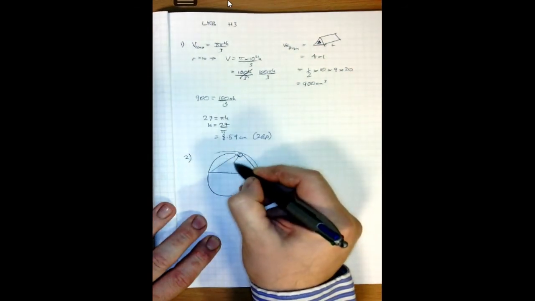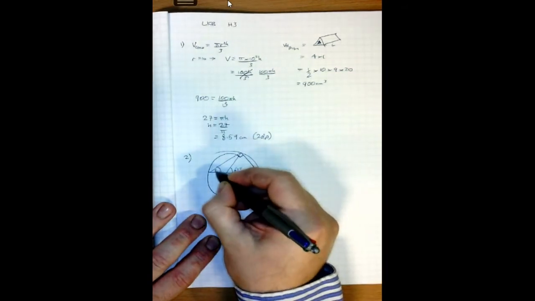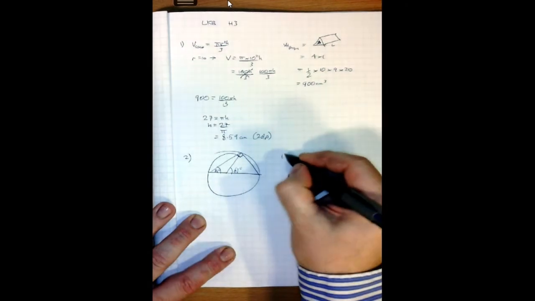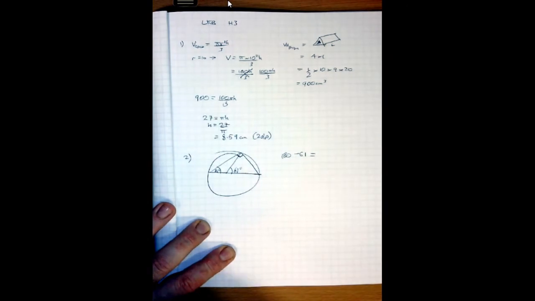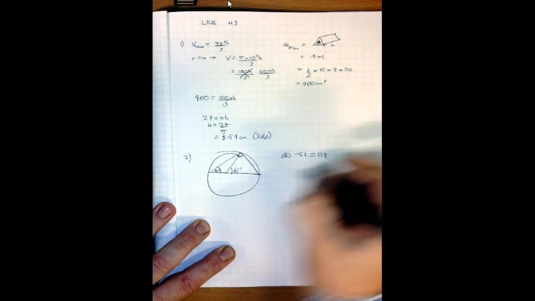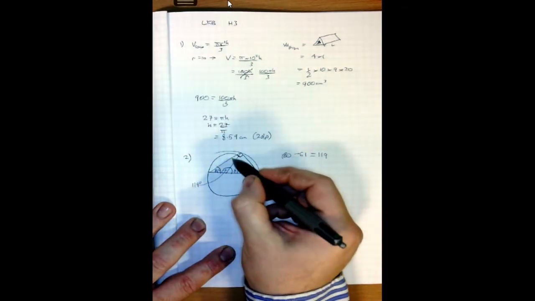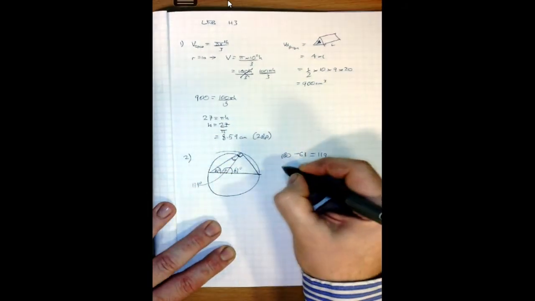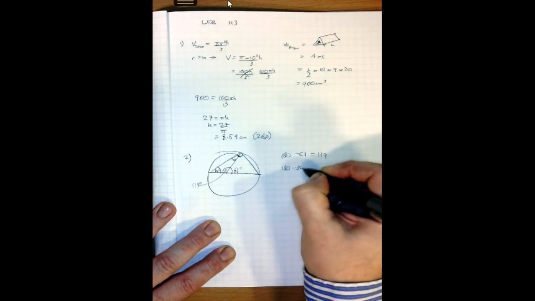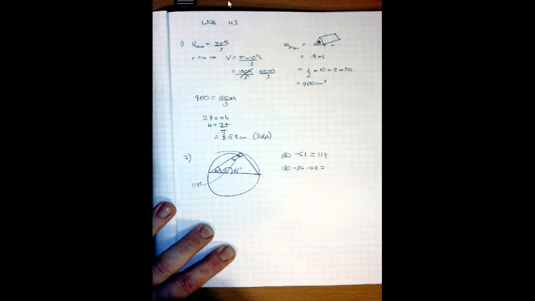So that angle there is 119 degrees, which means I can now work out the angle in the small triangle by doing 180, take away 34, take away 119, which is 27. So this angle here is 27 degrees, and of course x is 90 minus 27, which is 63 degrees.